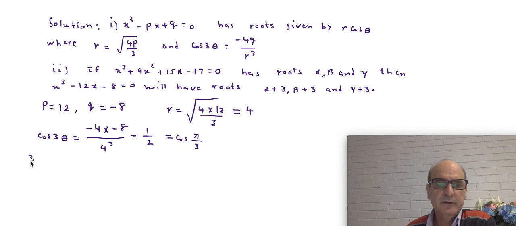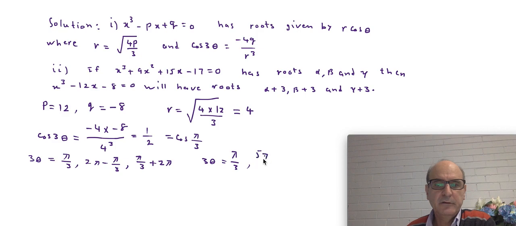So this suggests that 3 theta could be pi on 3, or 2 pi minus pi on 3, or pi on 3 plus 2 pi. Simplifying that, 3 theta is equal to pi on 3; 2 pi minus pi on 3, that's 6 pi on 3 minus pi on 3, gives me 5 pi on 3; and pi on 3 plus 2 pi, that becomes 6 pi on 3 plus pi on 3, gives me 7 pi on 3. And from here, dividing all by 3, I get theta, which is pi on 9, 5 pi on 9, and 7 pi on 9.